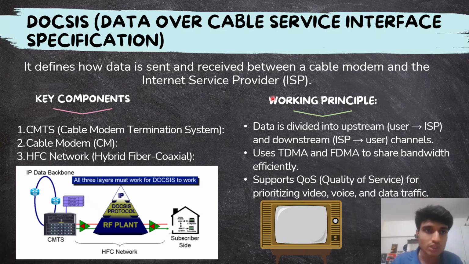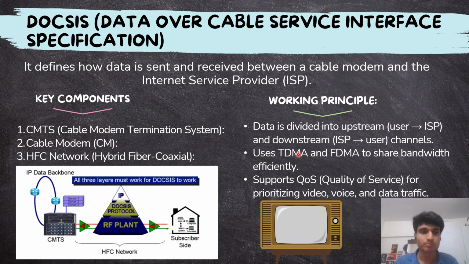Now coming to DOCSIS. DOCSIS is Data Over Cable Service Interface Specification. You might be wondering what exactly DOCSIS is. It's the technology that allows internet data to be transmitted over the same coaxial cables that deliver your cable TV. So the same wire that brings TV channels to your home can also bring high-speed internet. That's the magic of DOCSIS.